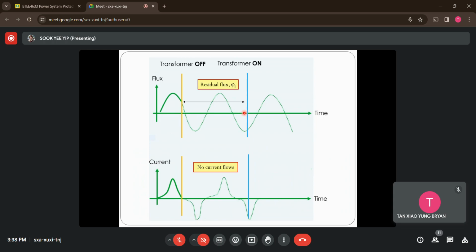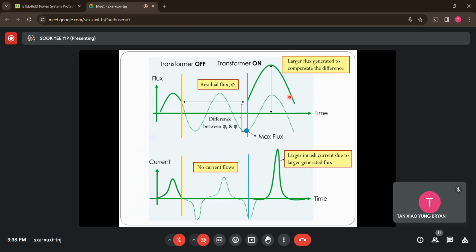Because of this residual flux, the newly generated flux right now becomes much higher compared to the usual flux value. And because of this higher flux being generated in order to compensate for the difference, it will cause a much higher current. That's the inrush current. So you can see every time we turn on the transformer again, due to the residual flux, we will have high inrush current values observed flowing through the transformer winding.